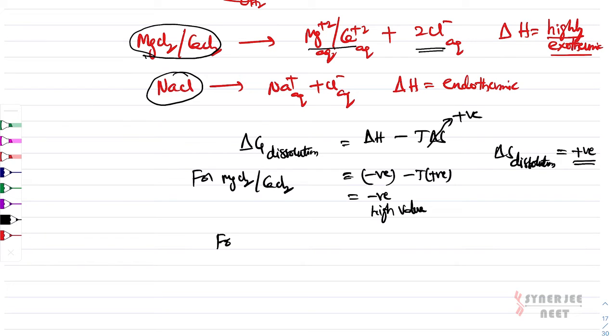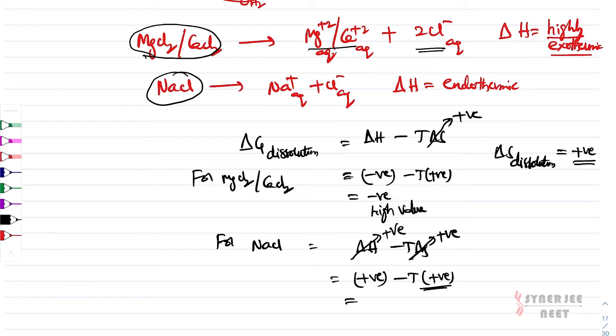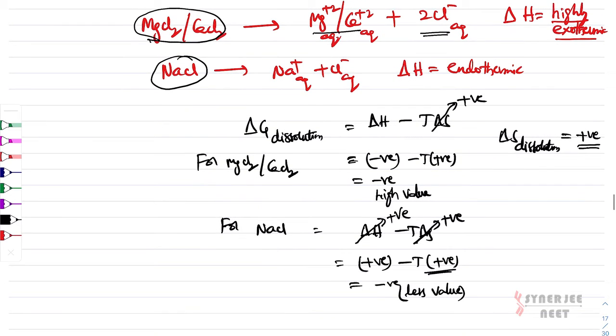Whereas for NaCl, if we take it, delta S is positive, but delta H is also positive. So here, this positive quantity and minus T into a positive quantity, the entropy delta S value is more. So overall it is negative only, but it has a smaller value, because delta H is a positive quantity. Since delta G is negative, this salt also will get dissolved in water, like calcium chloride and magnesium chloride. Whenever delta G of a process is negative, the process is feasible, it will happen on its own.